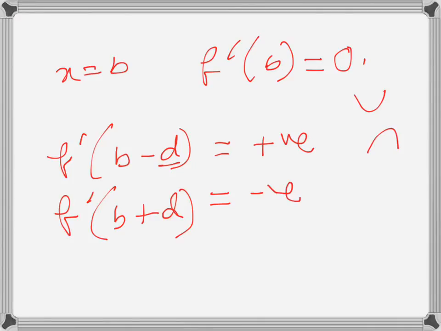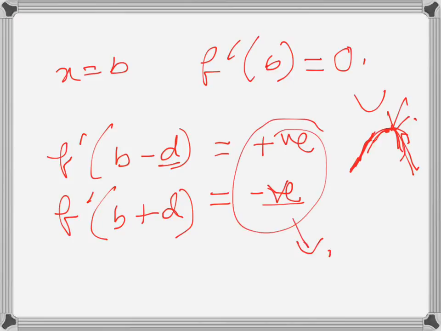So if it is negative towards the right of the stationary point, and positive on the left, then it means this point is a maxima. So this shows that this is a maxima. So that's how we can identify whether a stationary point is a maxima or minima.